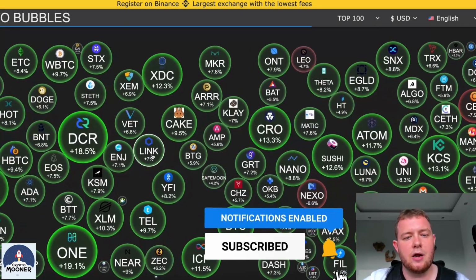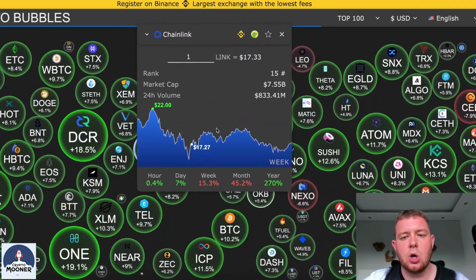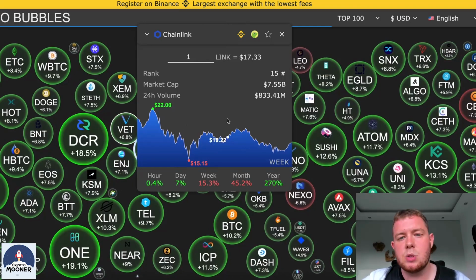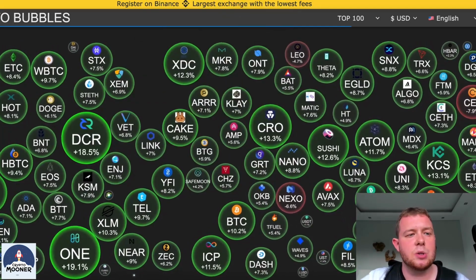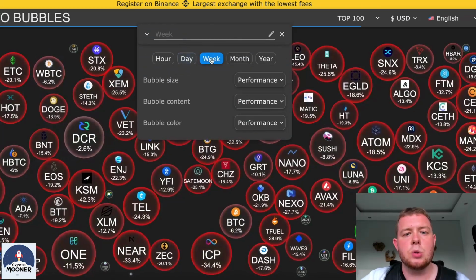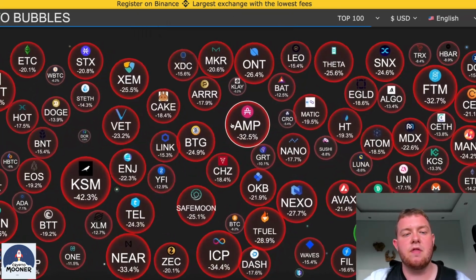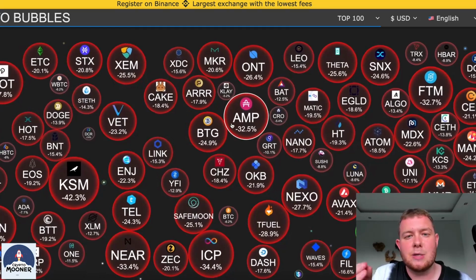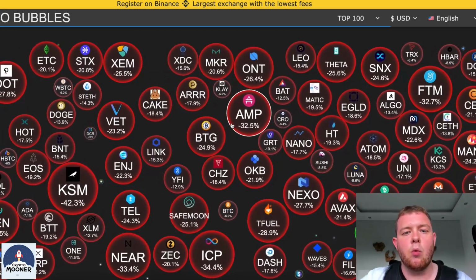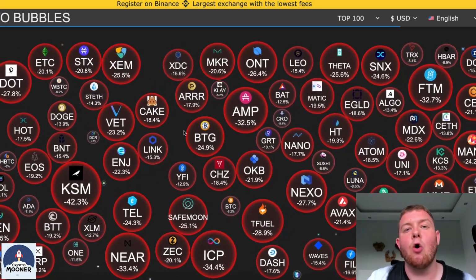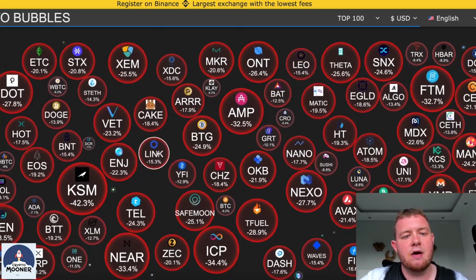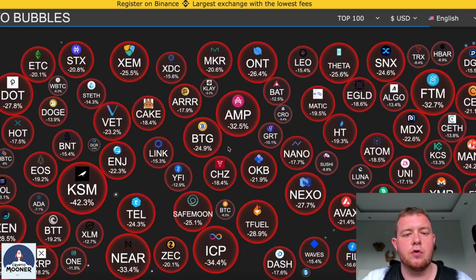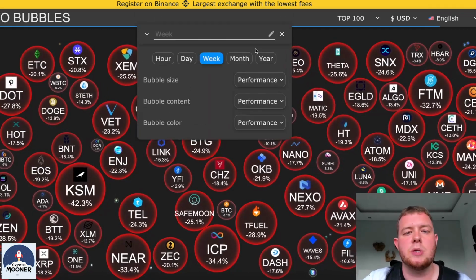For example, if we click on Link right here, we can see the chart overall here trending downwards. We can see the volume, the rank, and everything like that. So it's a really interesting chart to see here on the day. Also the week we can see as well, for example, if things are down in the week. Now in the markets as of filming this, we've had a fairly rough week. We can see many things down 20 and more percent. For example, Theta down 25%, Link down 15%, KSM down 42%. So we can see a lot of opportunities here in the market.